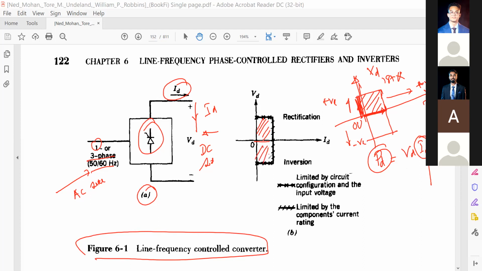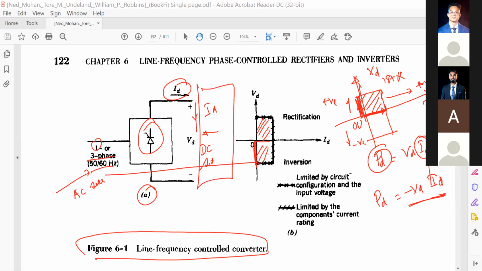But in this fourth quadrant, ID is positive, but VD is negative. Am I correct or not? Look here, VD is negative. So PD is negative, right? Power is negative. So in any application, if the power is negative, it means that it is pushing the power back to your input side. So this is your inversion operation.